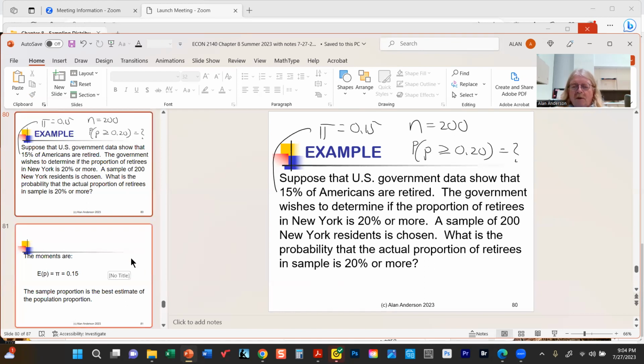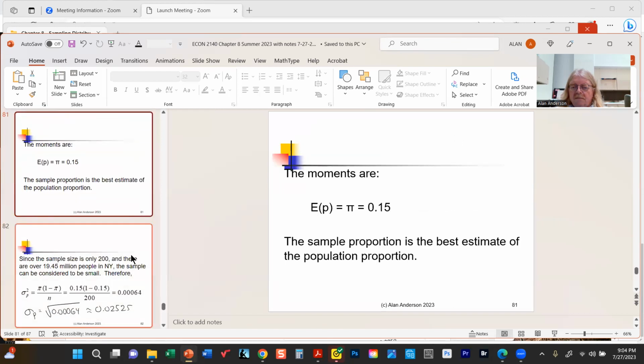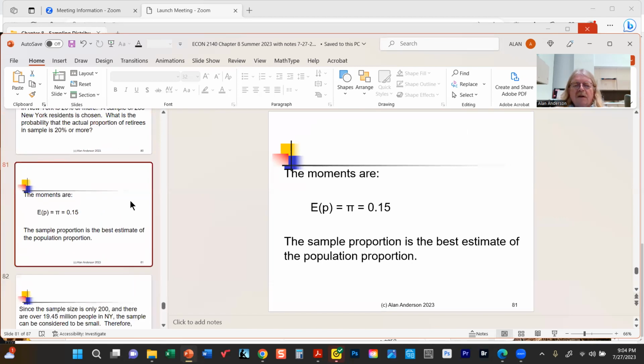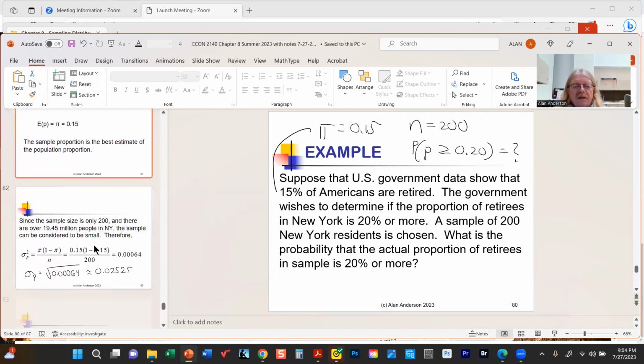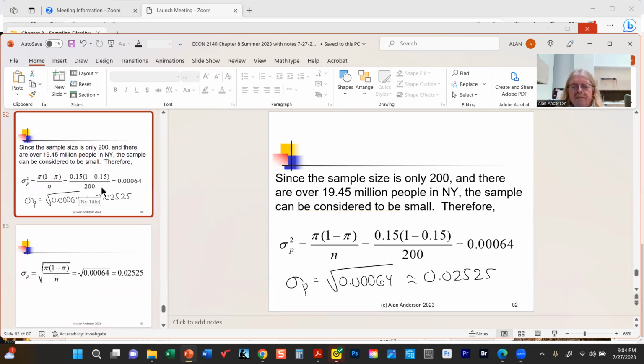So we need to calculate our moments. Okay, the mean is just equal to the population proportion of 15%. And this is a very small sample. How do you know that? Well, it doesn't say here, but the population in New York State is many, many millions of people. How many? I'm not sure, 20 plus million, let's say. But clearly 200 is a very tiny percentage of 20 million. So we're going to treat this as a small sample. So these are the two formulas that we'll need.